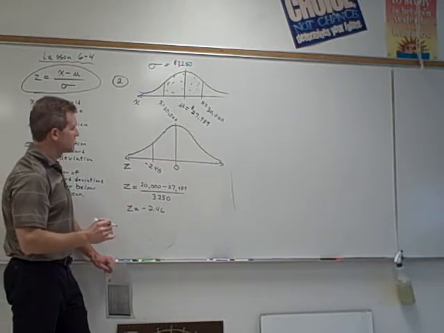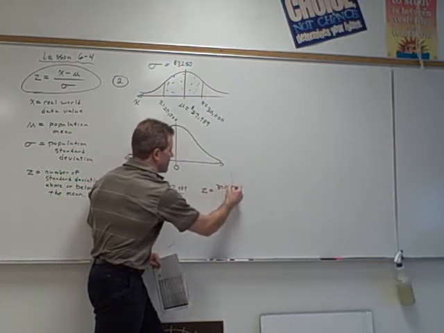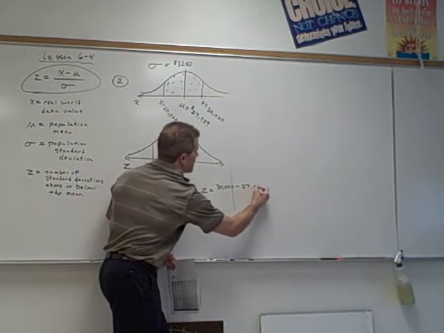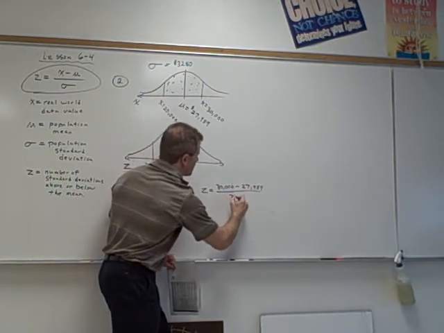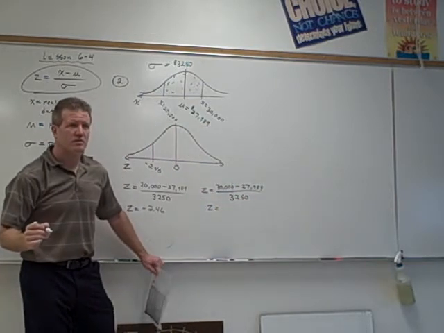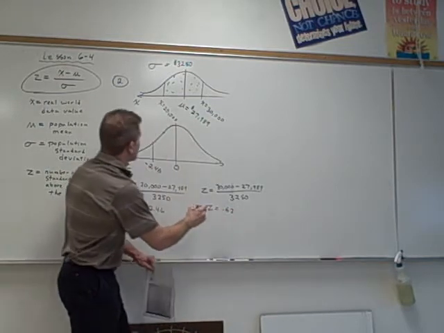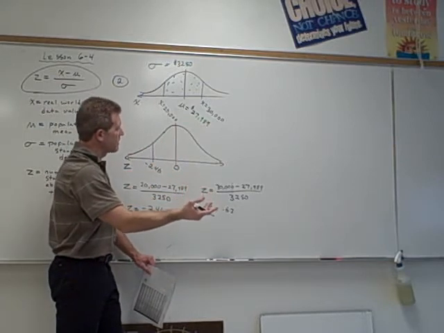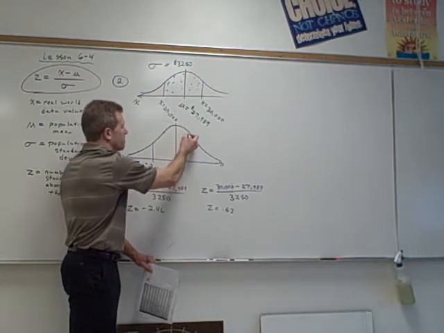Now let's go to $30,000. Do the same type of thing. Take $30,000, your real world data value, which is x, minus your mean, 27,989, divided by your standard deviation, 3,250. What's that come up to? 0.62. Thank you. So that tells me a teacher making $30,000 is making a salary that's 0.62, 62 hundredths of a standard deviation above the mean.